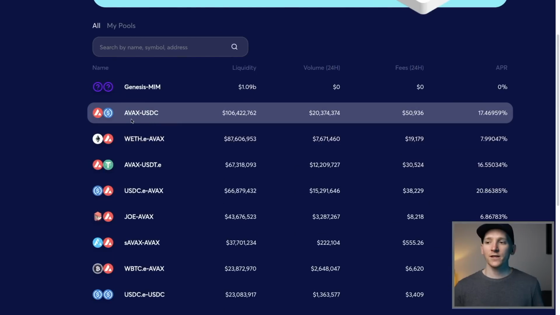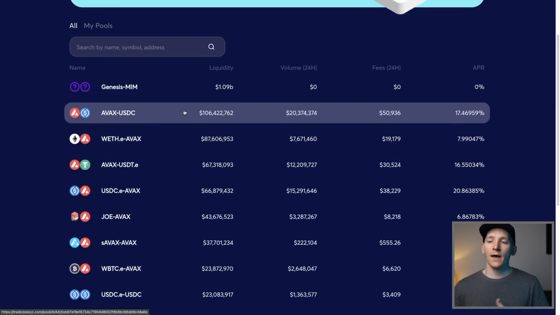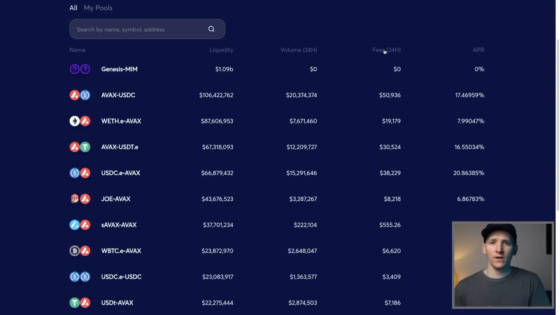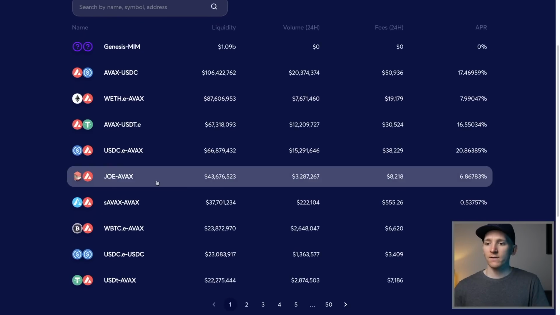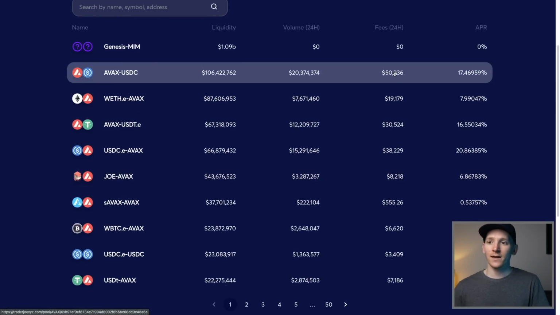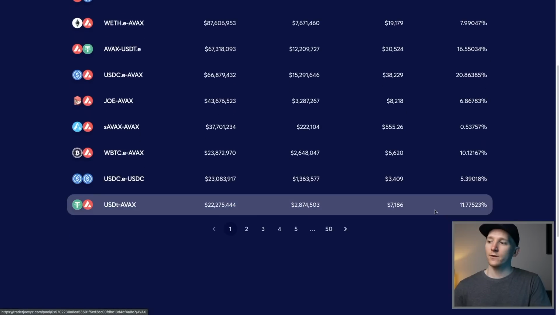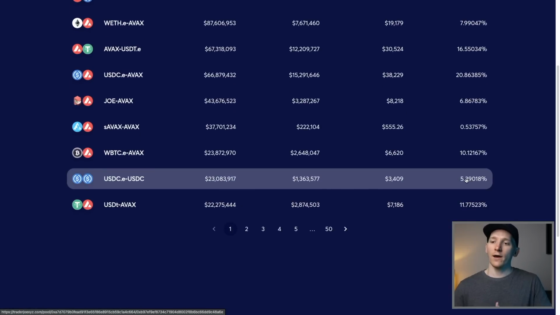You can see each liquidity pair right here, how much the liquidity is, how much the trade is, and then even the fees paid. So as we come down, we can see $50,000 a day is getting paid to liquidity providers in this pool. That works out at about 17.5% yield. If you come down to a stable coin pair down here, just above my head, you can see around 5% that you're getting paid.